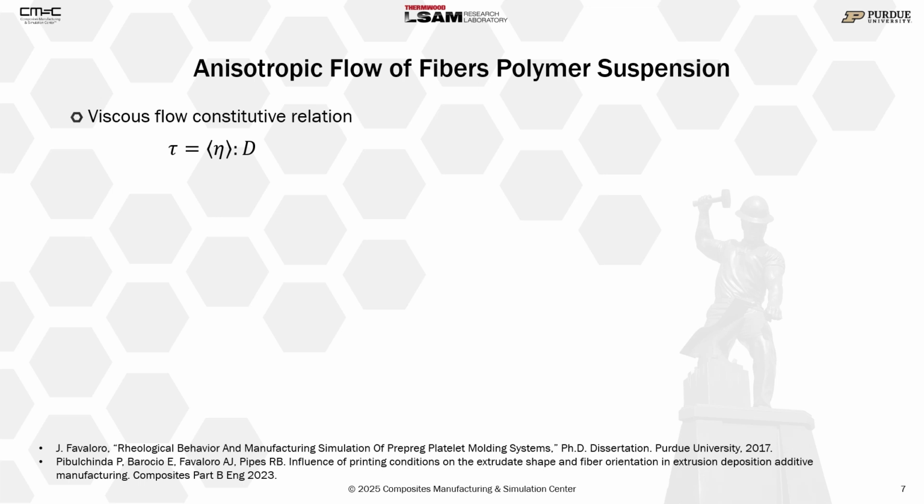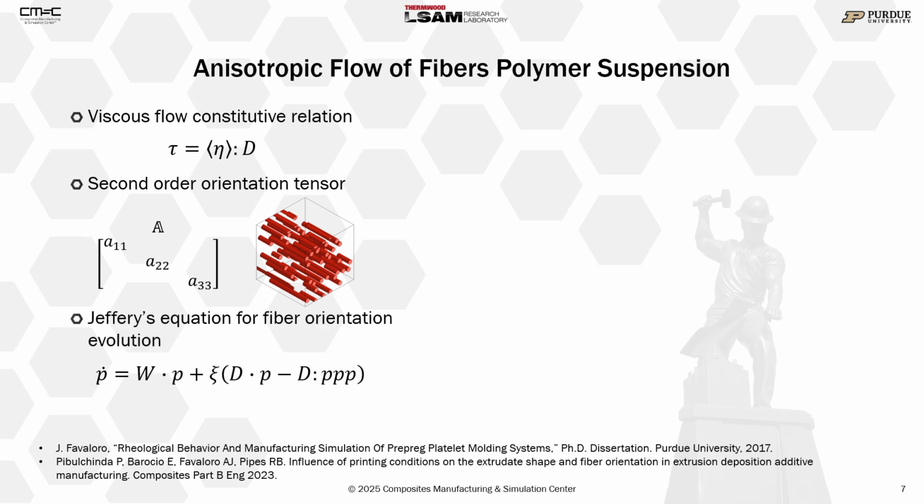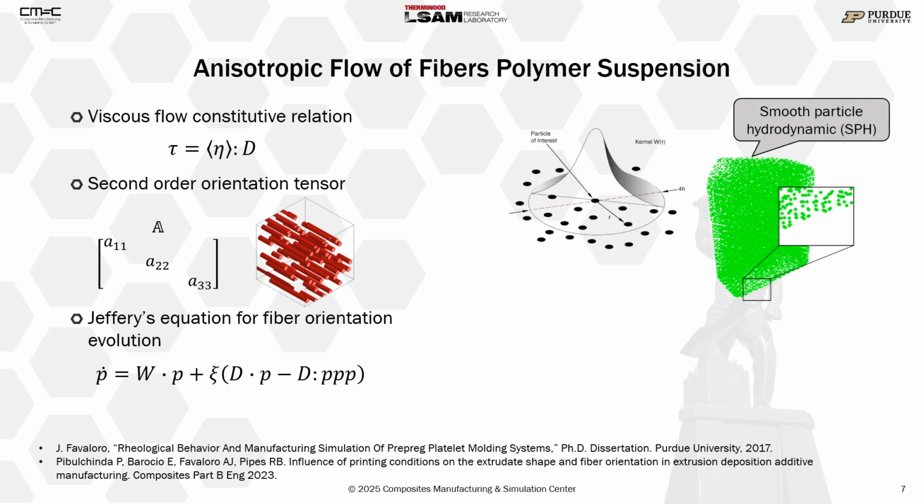Now, just to briefly mention a little bit about the flow simulation. So we start with a viscous anisotropic constitutive relation, where basically we have an anisotropic viscosity tensor that depends on microstructural characteristics such as the orientation tensor, the fiber volume fraction, and the fiber length. And then we also use Jeffreys equations for fiber orientation evolution.